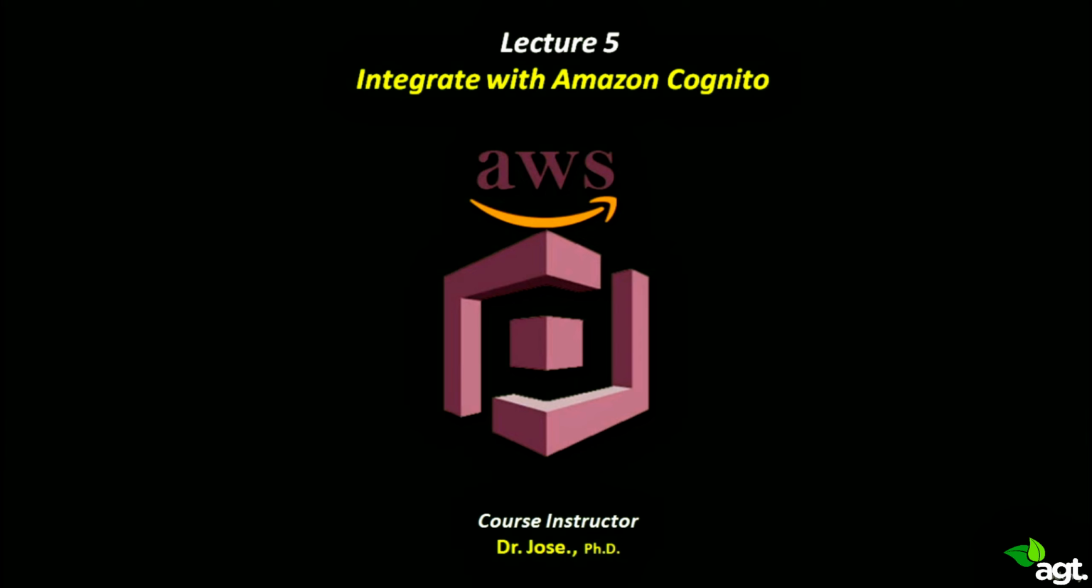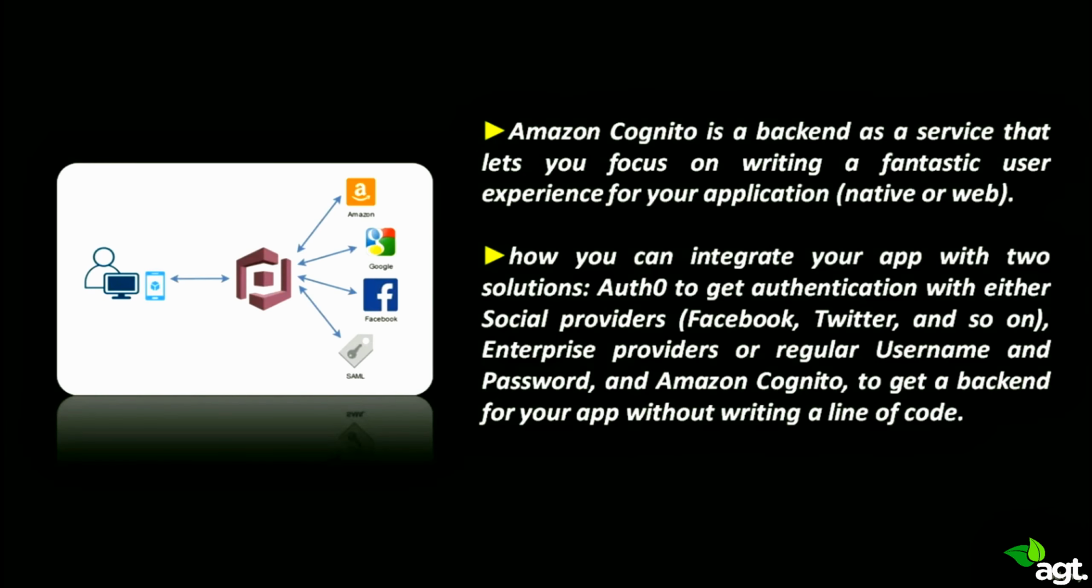The topic name is Integrate with Amazon Cognito. We know Amazon Cognito is a backend as a service that lets you focus on writing a fantastic user experience for your application, native or web, and you can read more on the Amazon Cognito website. This lecture will explain how you can integrate your applications with two solutions: Auth0, to get authentication with either social providers like Facebook, Twitter and so on, enterprise providers, or regular username and password, and Amazon Cognito, to get a backend for your applications without writing a line of code.